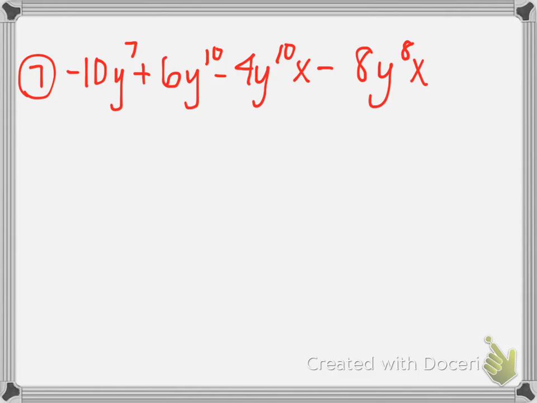Perfect. So, greatest common factor. 10, 6, 4, and 8. So 4 would be nice, but 4 doesn't go into 6 or 10. So it's going to have to drop down to a 2. So I know everything's going to be divided by 2.